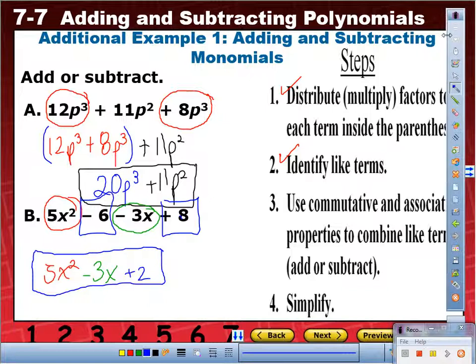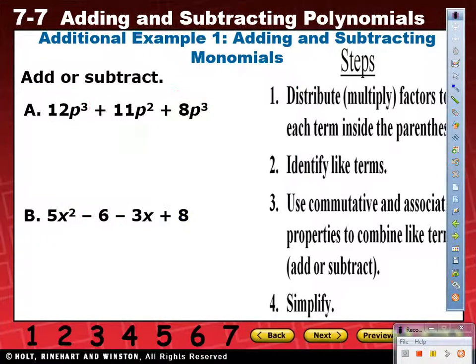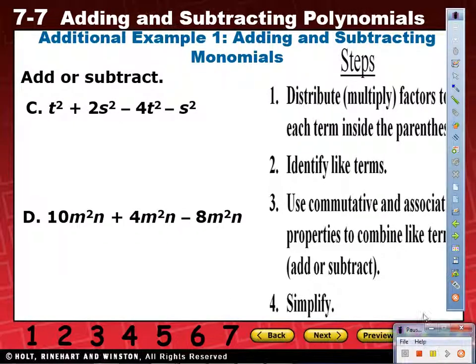All right. So here go 2 more. Copy these, please. See if you can do these by yourself. Go. Okay, let's see what we got. Here we look up.